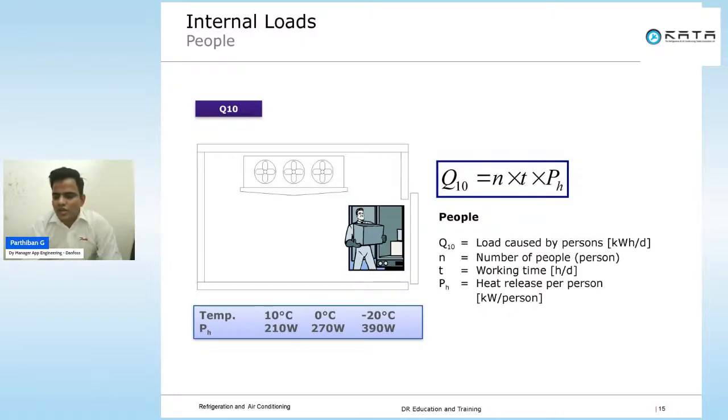If he's working for half an hour, it's 0.5. If he's working for 1 hour, then it's 1. So we need to calculate in detail. Then pH, heat release per person. pH is heat release per person. So what is heat release per person?